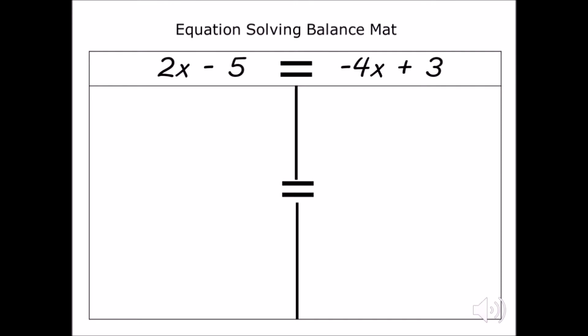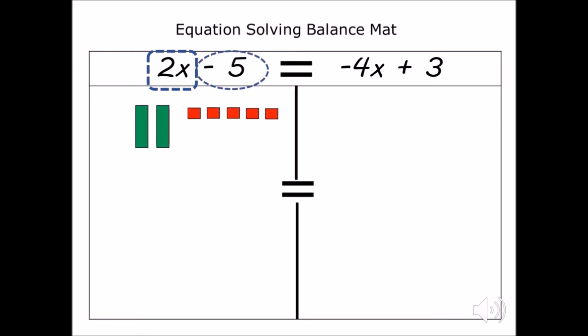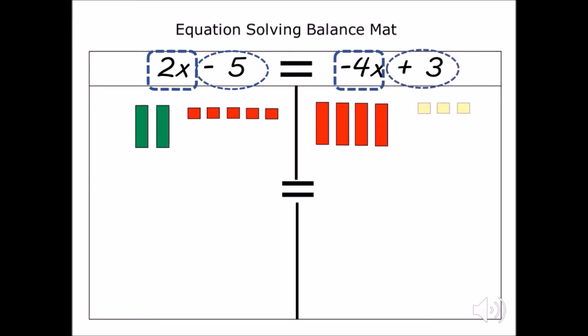Our second equation is 2x minus 5 is equal to negative 4x plus 3. Again, we'll model the left side first. For positive 2x, we will use 2 positive x tiles, and for negative 5, we will use 5 negative square tiles. On the right side of the equation, for negative 4x, we will use 4 negative x tiles. And for positive 3, we will use 3 yellow positive square tiles.